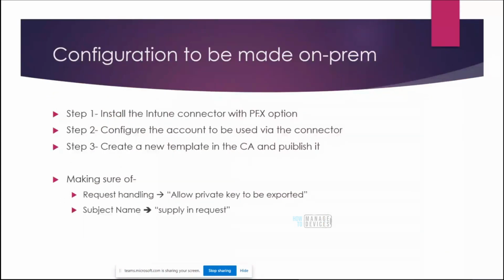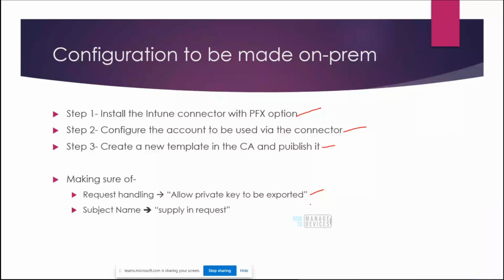So step one is installing the Intune connector, and then the connector runs with an account, so we have to configure it to run with the service account. Then we have to create a certificate template on the CA, and we have to publish it. When we are creating that certificate template, there's one thing we need to keep in mind. As I said at the beginning, in the case of PKCS, the private key is marked as exportable, right? So this is a determination that we have to make. It is just a radio button or a checkbox that we need to check, and we have to make sure that the private key is allowed to be exported.